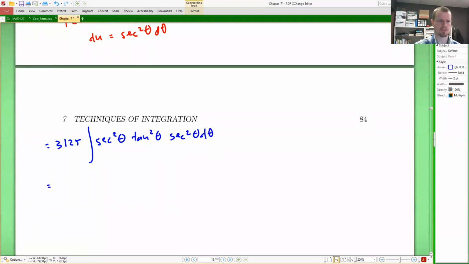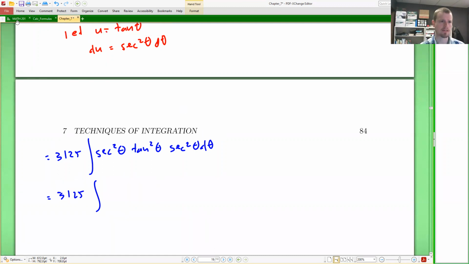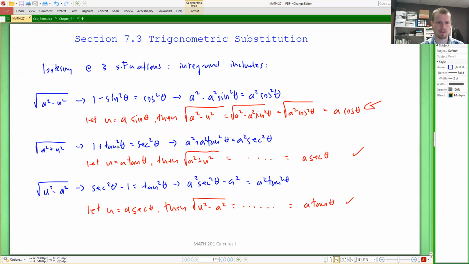So this is going to be 3,125 times the integral of. Now I don't want secant squared. I want to recognize that secant squared is equal to 1 plus tangent squared. Let's double check that. Secant squared is 1 plus tangent.